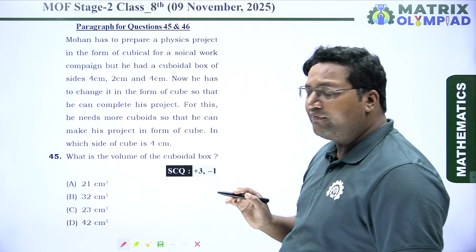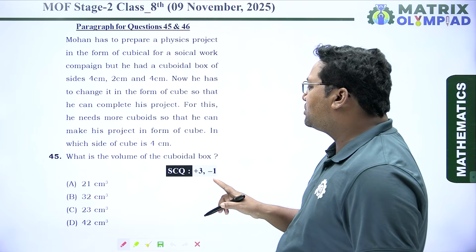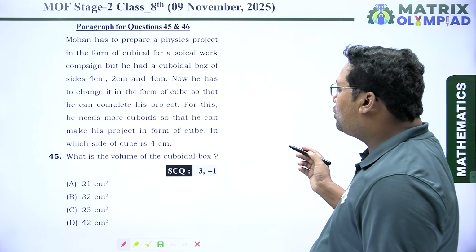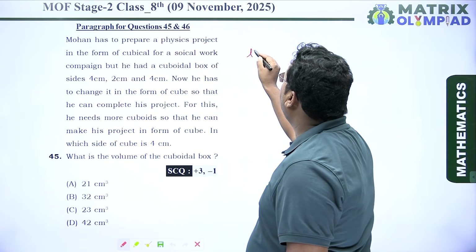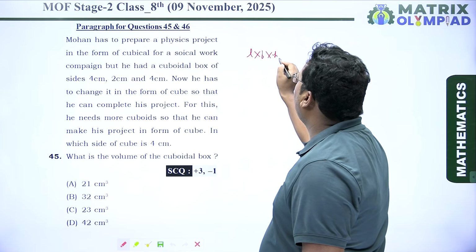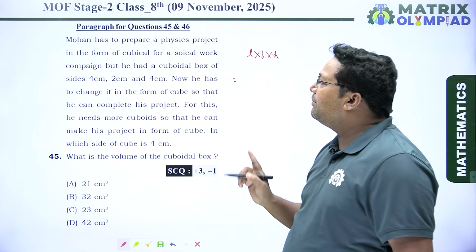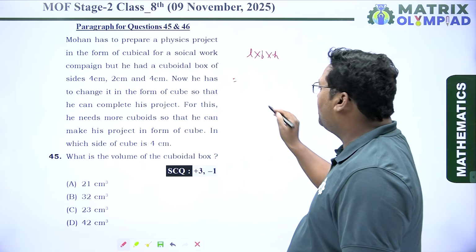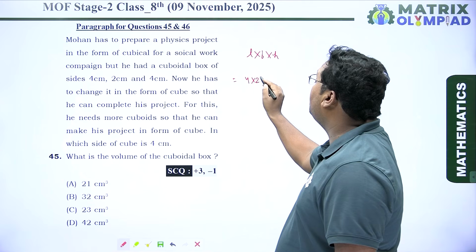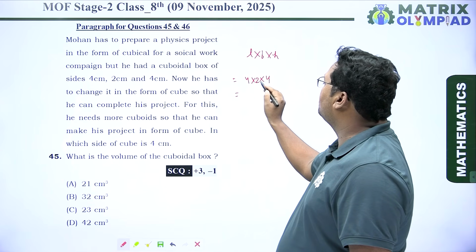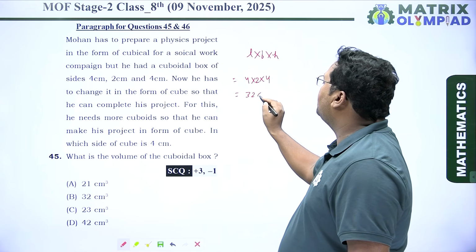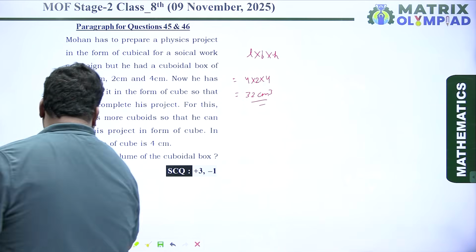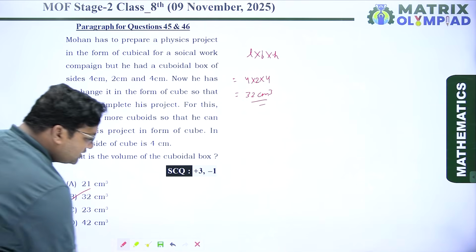So this is a paragraph, and in this paragraph the first question is, what is the volume of the cuboidal box? And we know the volume of the cuboidal box is length into breadth into height. Here you can see the dimensions of the cuboidal box are given: 4 cm, 2 cm, and 4 cm. So we have to multiply these three numbers. So 4 2s are 8, 8 4s are 32. So it is 32 centimeter cube. It means option B is the right answer. Now coming to the next question.